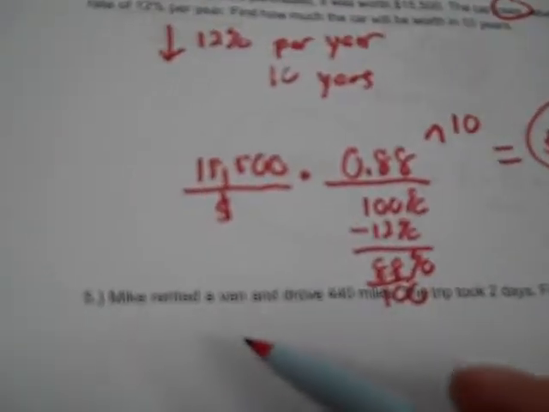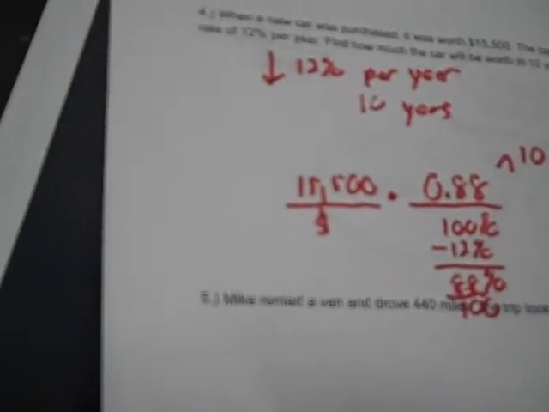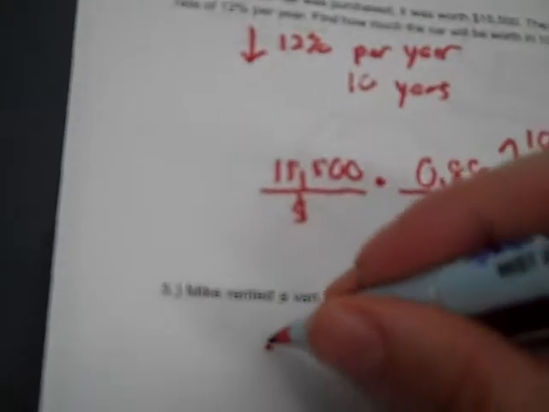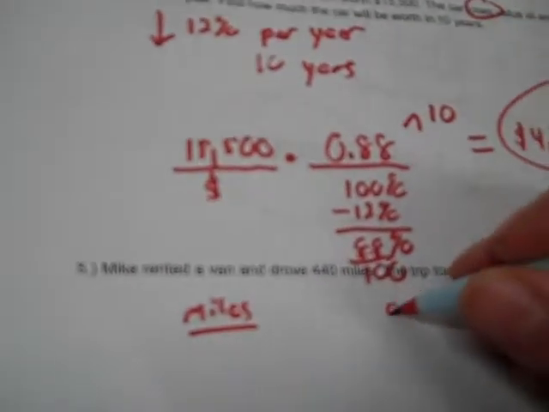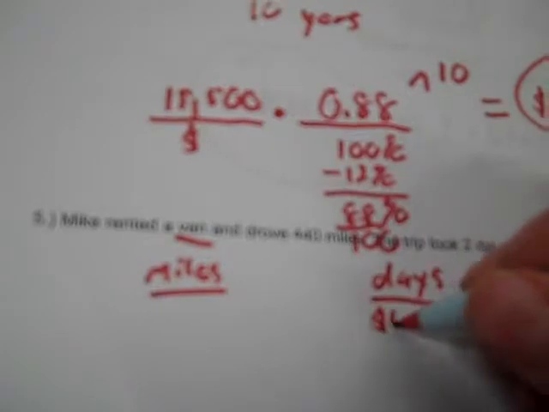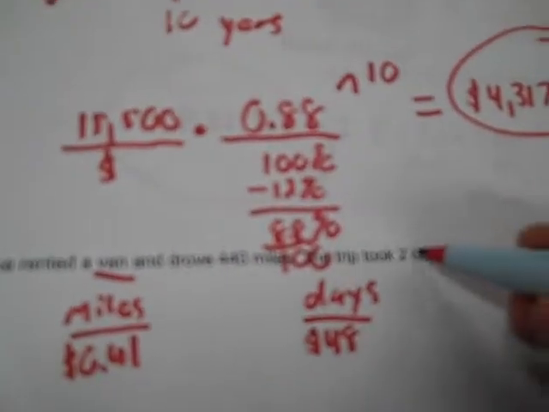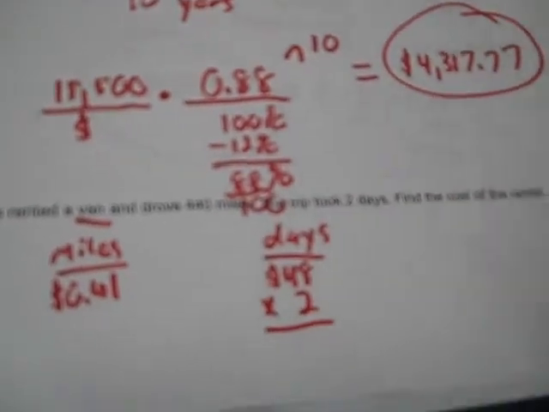Okay, a rental. Mike rented a van and drove 440 miles. The trip took 2 days. Find the cost of the rental. Okay, so I need to use this table here for the rental because he has to pay for the miles and he has to pay for the days. So he's renting a van, which is $48 per day. And then for the miles, it's 41 cents. Now, how many days? This is 2 days, so I pay that 2 times, 48 times 2. And that's $96.